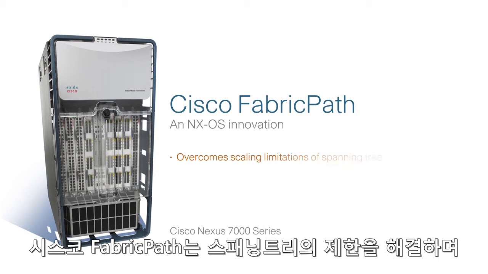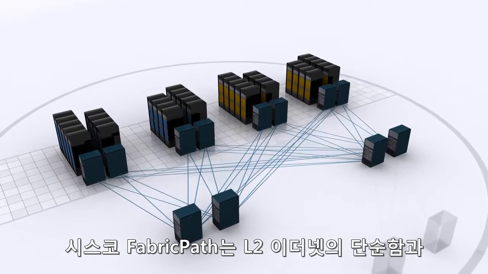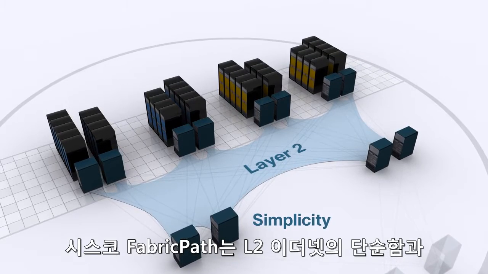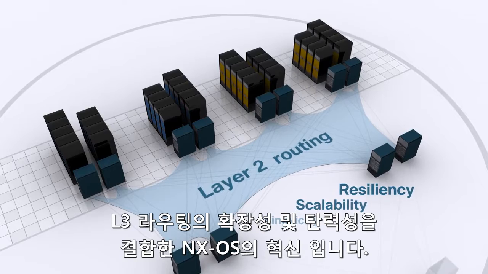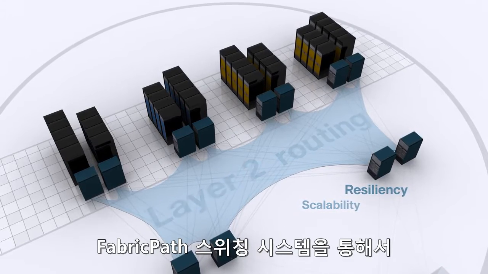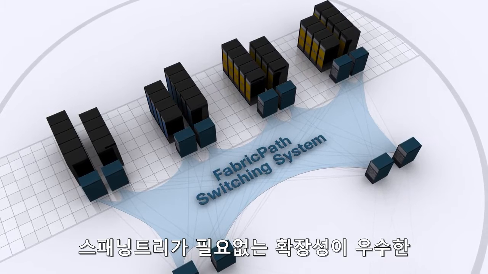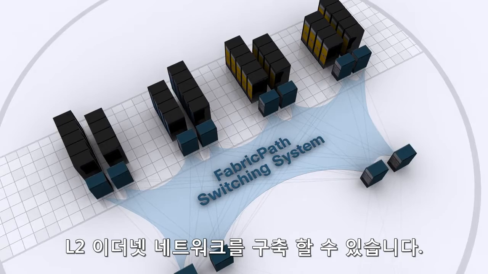Cisco FabricPath addresses the scaling limitations of spanning tree and helps enable the next generation of scalable and dynamic data centers. Cisco FabricPath is an NX-OS innovation that combines the simplicity of Layer 2 Ethernet with the scalability and resiliency of Layer 3 routing. It eliminates the need for spanning tree, allowing you to build highly scalable Layer 2 Ethernet networks with active and forwarding links, a FabricPath switching system.